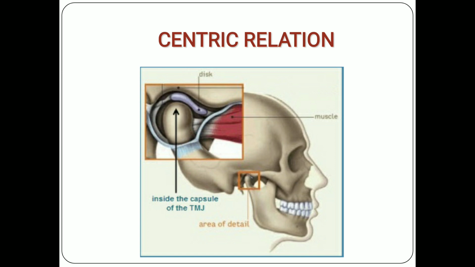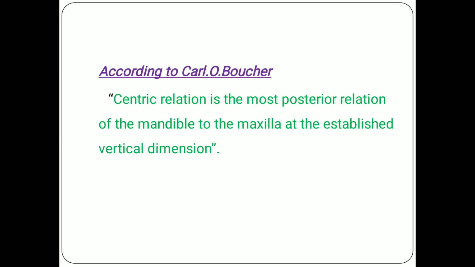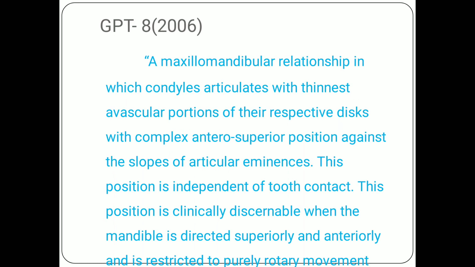So before going to talk about centric occlusion, just relate your TMJ anatomy with your occlusion. So such a point comes under centric relation. This centric relation is, in most simple terms, according to Boucher, the most posterior relationship of the mandible to the maxilla at the established vertical dimension.